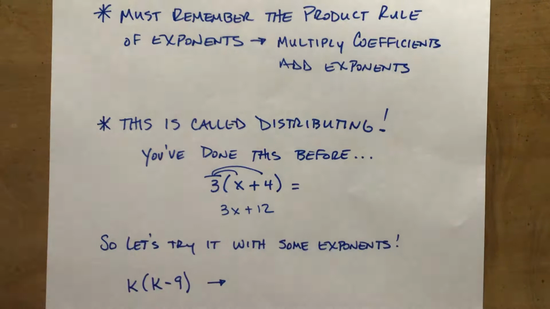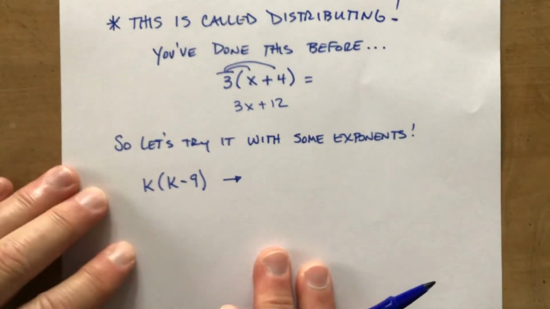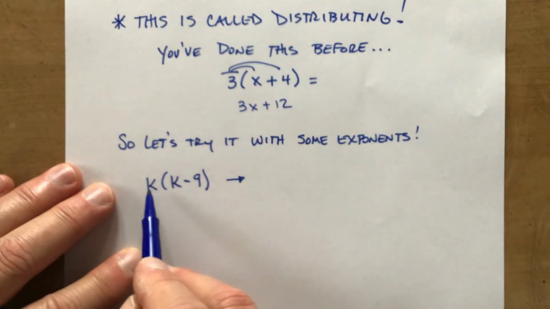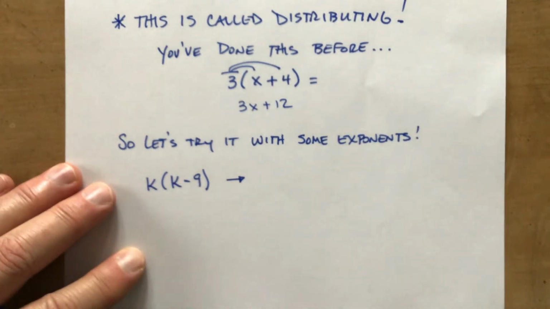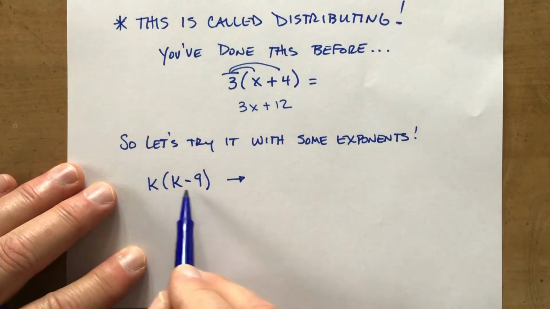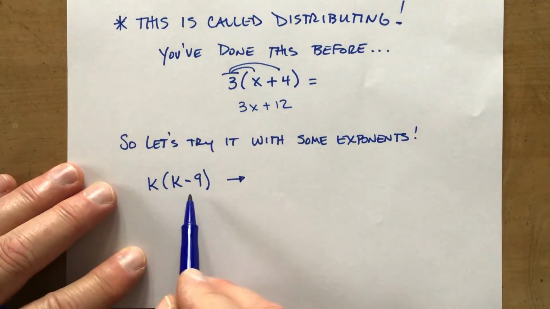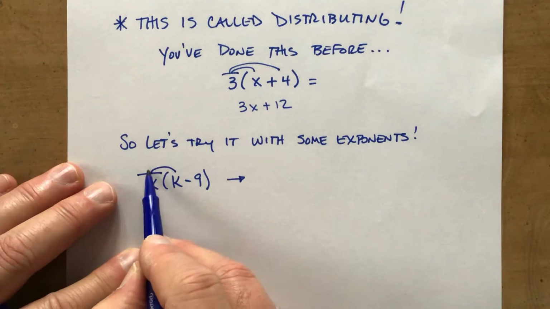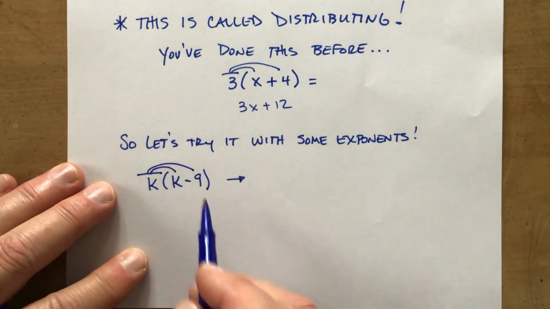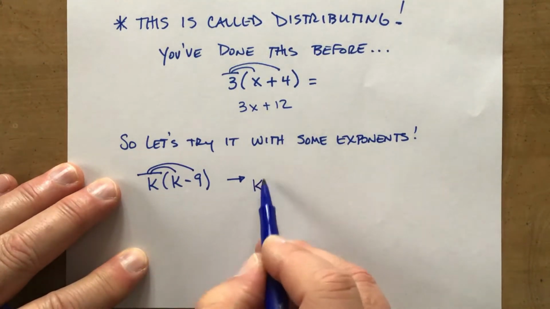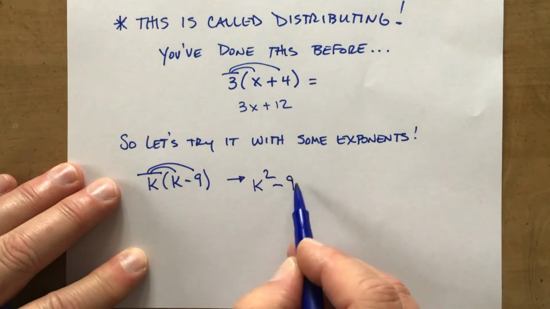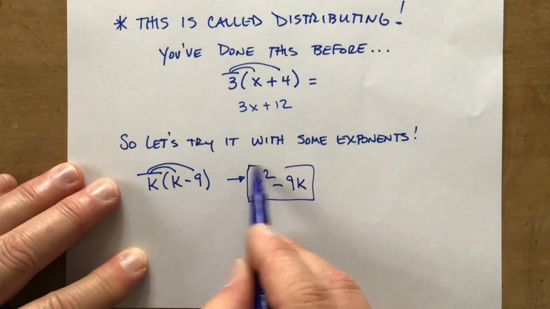So let's take a look at this. We have k times k minus 9. You've got the one term sitting out here, and then you're going to have 2 or 3 or 4 terms on the inside. I don't care how many are on the inside. We're still going to take the k and multiply it by the k, and then take the k and multiply it by the negative 9. So k times k is k squared, and minus k times 9 is 9k. That would be my answer.